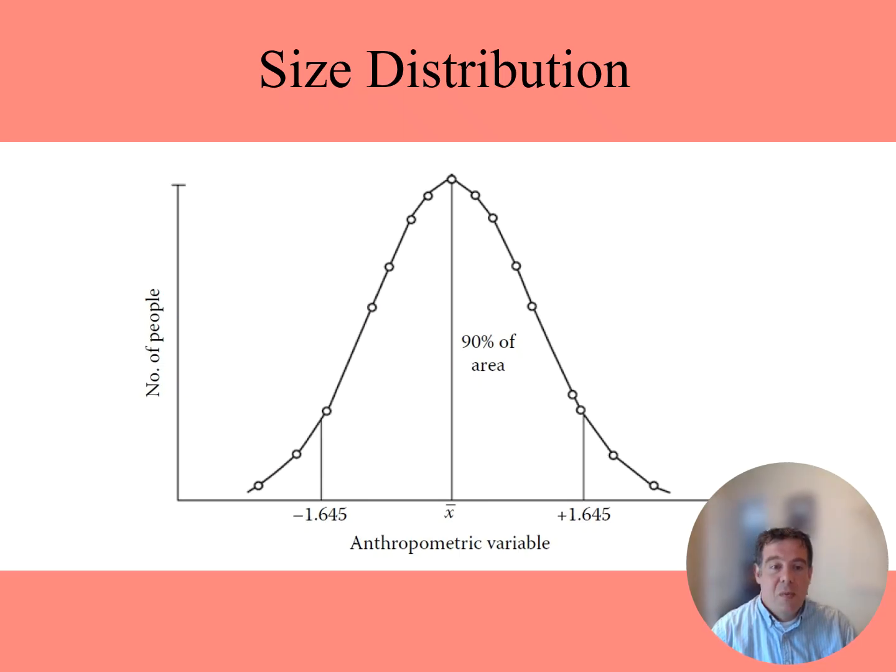So, when we're taking the averages of these measurements, that's the standard curve that we're going for. In the middle here, we have that mean. That first standard deviation, or the z-score, is that 1.645, if you remember your stats.